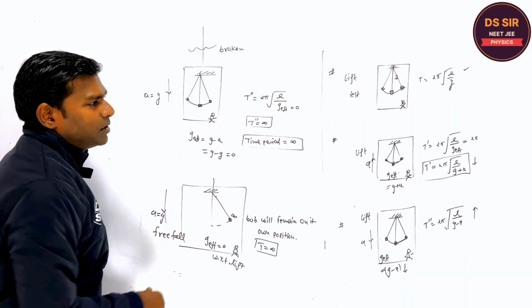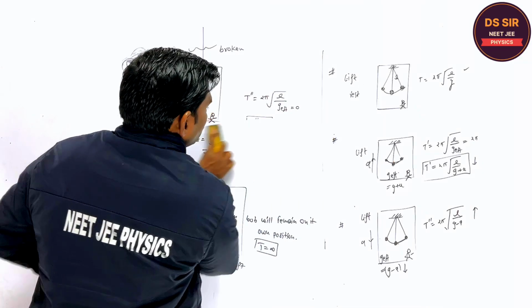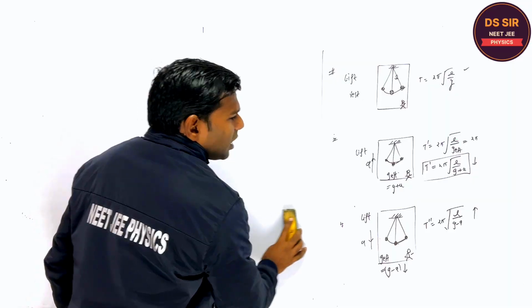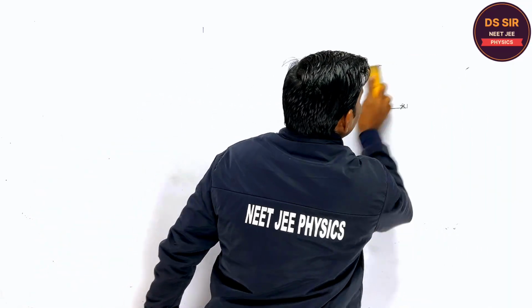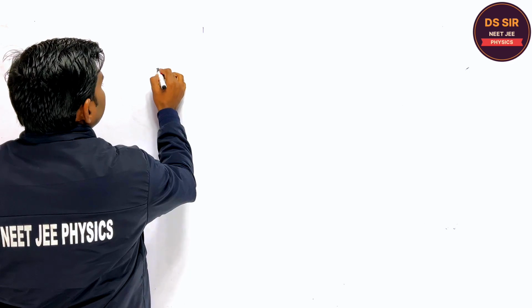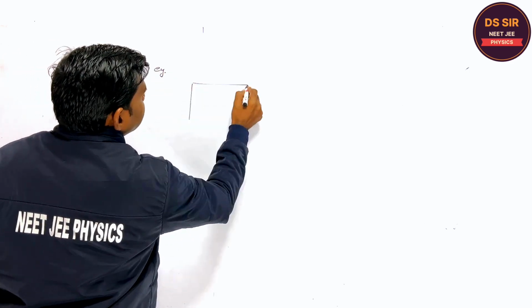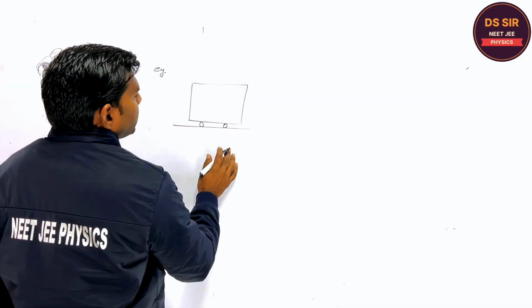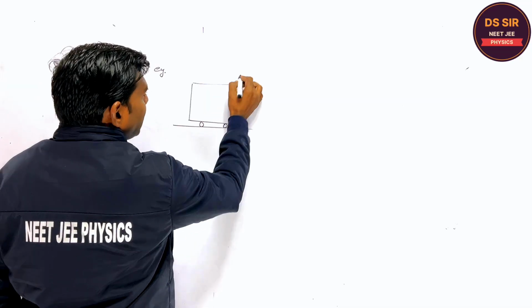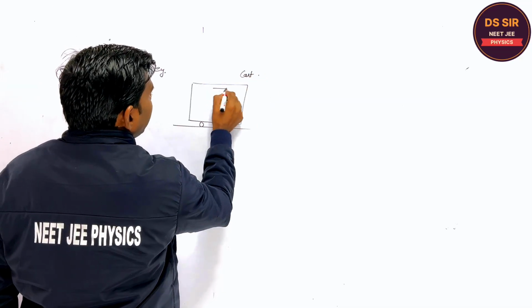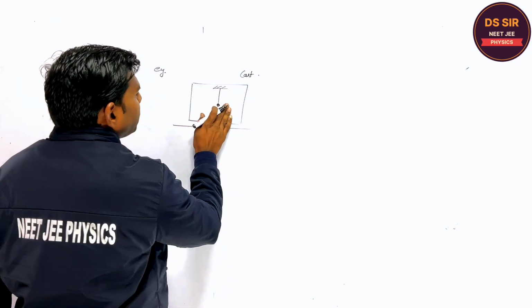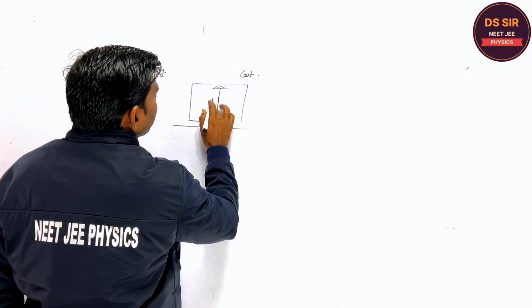Theoretically, copy this. So it depends upon g, right? If g is changing in any way, you will get a change in the time period. For example, I had discussed this in the spring block system also. Suppose this is a car or cart, you can say, and this is a simple pendulum hanging, right?